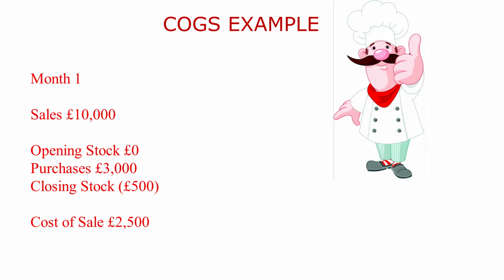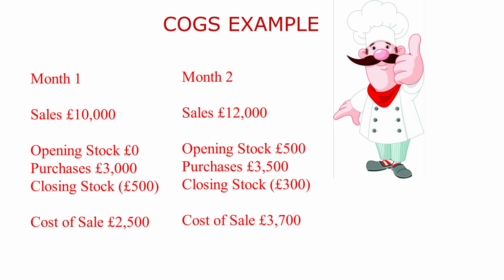Okay, so Bob's restaurant incurred a cost of £2,500 in food and drink to generate a revenue of £10,000. Now, in the second month of trading, Bob's restaurant does sales of £12,000. So in the second month, he's doing better, with £12,000 worth of revenue. Well, now let's work out what his cost of sale should be.